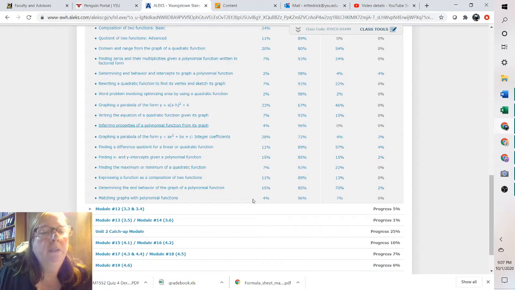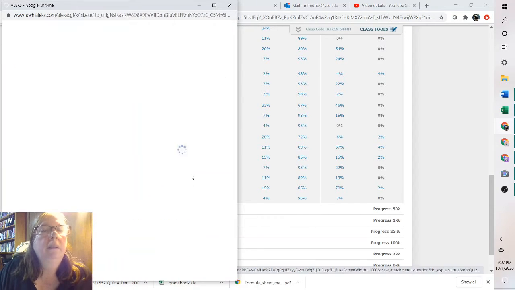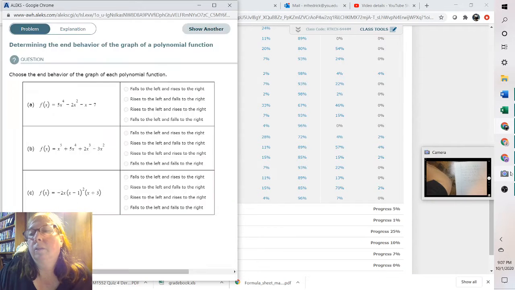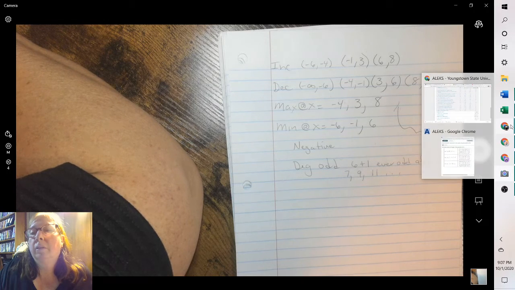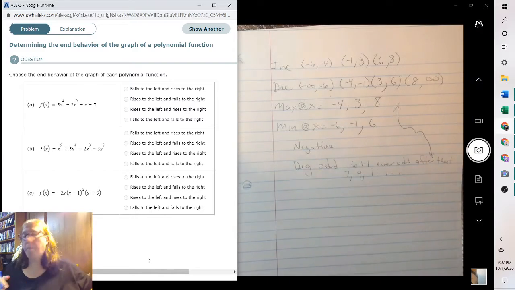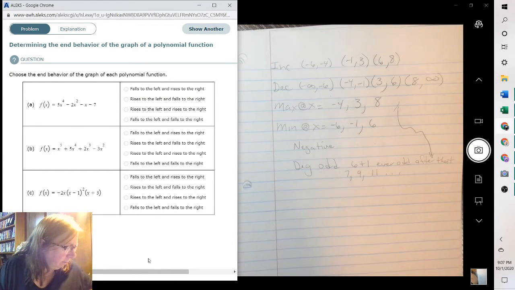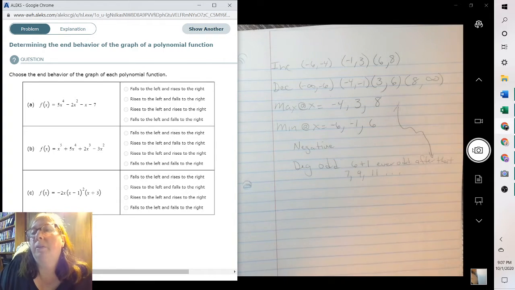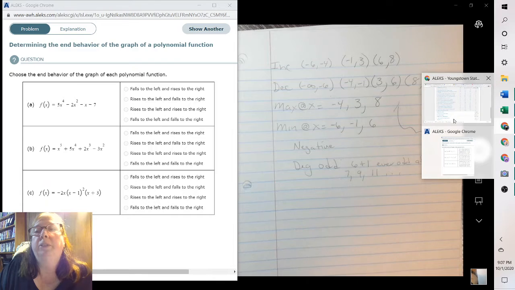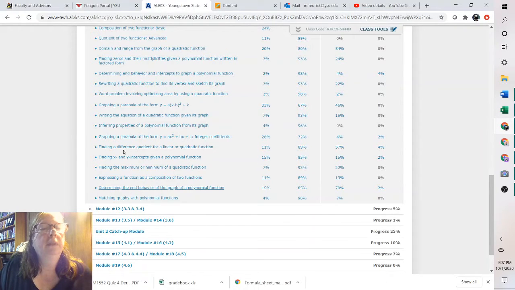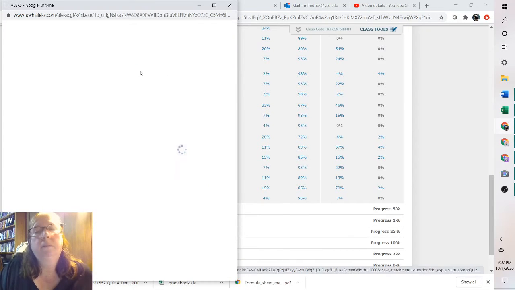One more. Determining the end behavior of a graph of a polynomial right here. Wait, we did that one. Determining the end behavior and intercepts. They added a little bit to it. Determining, I think it was up here. Here it is, and intercepts. That's one I want.